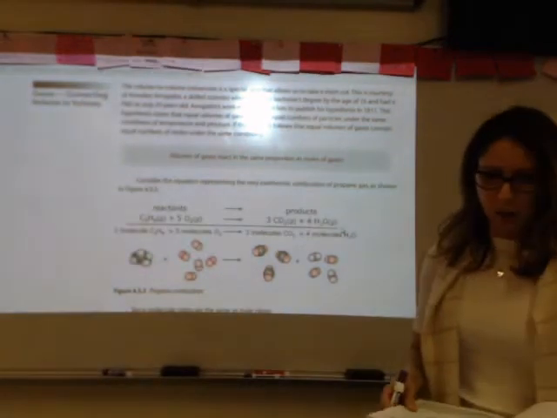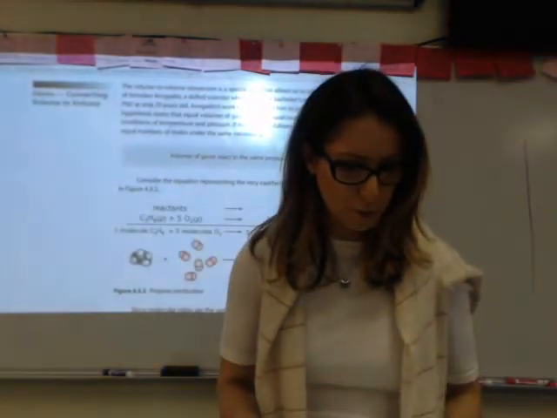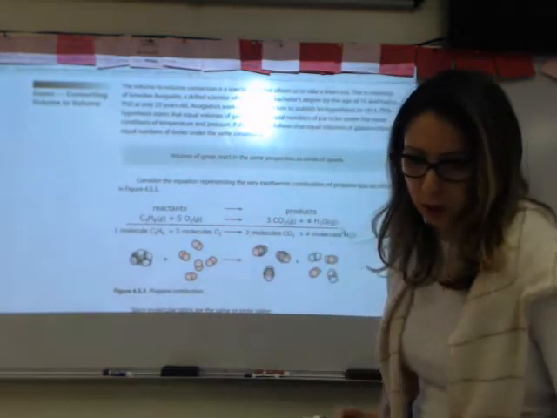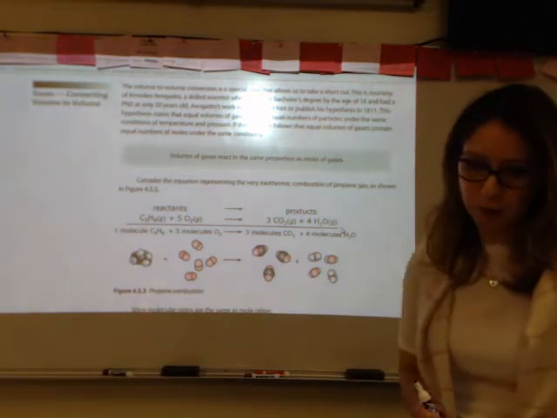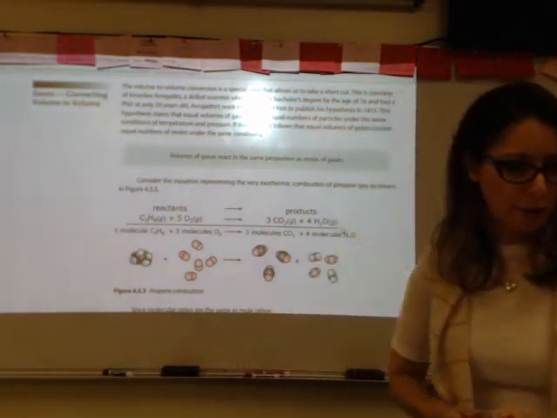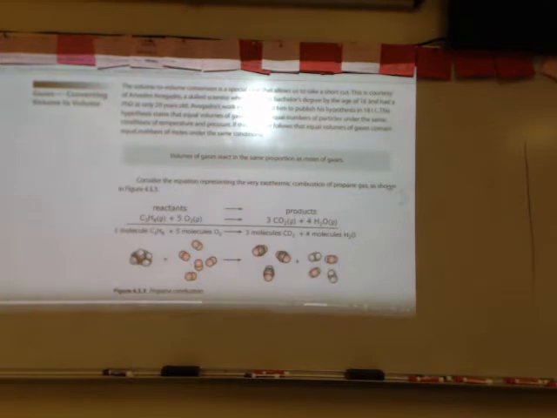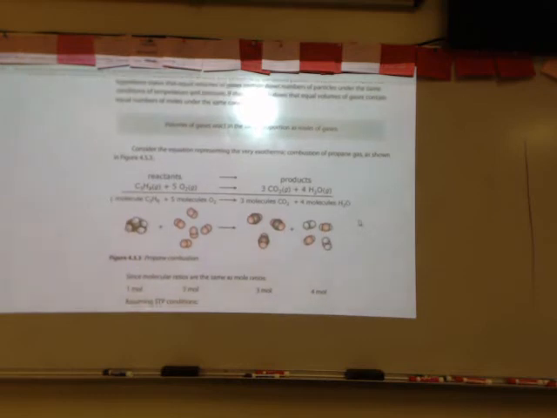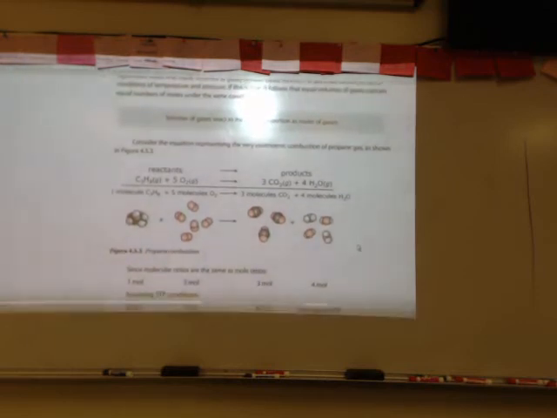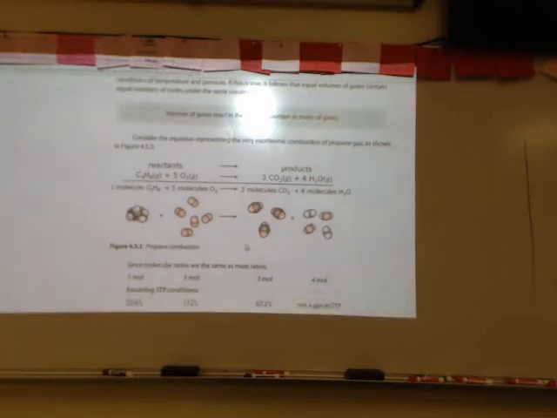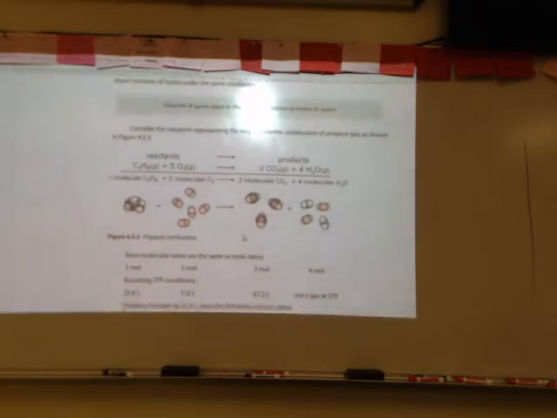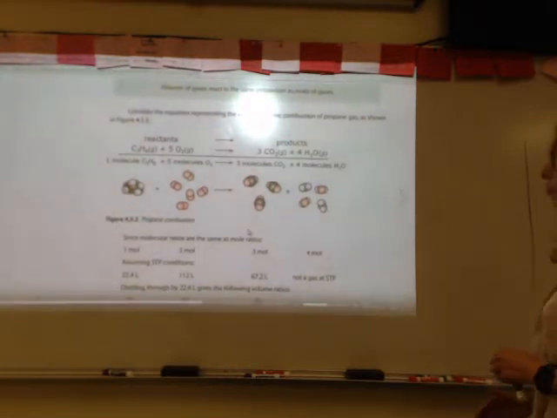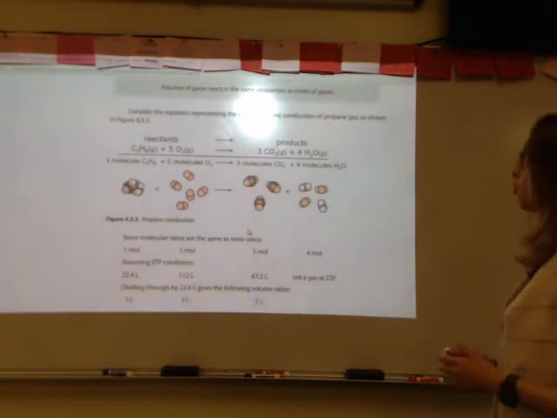Okay, the volume to volume conversions are special cases, and we're allowed to use a shortcut thanks to Avogadro. Avogadro's hypothesis said that equal volumes of gases contain equal numbers of particles under the same conditions of temperature and pressure. So if that's true, that means equal volumes of gases have the same number of moles under the same conditions. So volumes of gases are going to react in the same proportion as moles of gases.